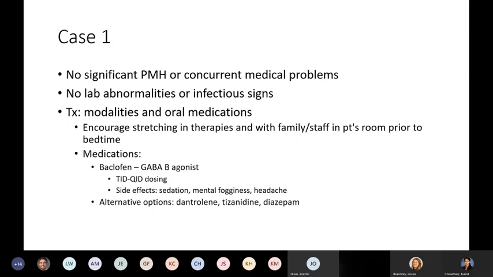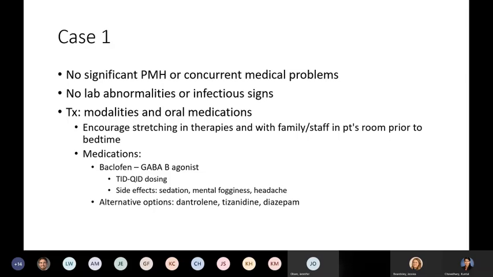So we'll add, since we're probably going to be thinking about starting some kind of medication or treatment for this patient, that he doesn't have any significant past medical history or concurrent medical problems. Of course, if you're starting new medications, you want to be thinking about whether the patient is on other medications that may interfere. And we'll say he has no lab abnormalities or other signs concerning for infection or other noxious stimuli. But of course, like we mentioned, that's something you always want to consider when someone is having a change in their spasticity.